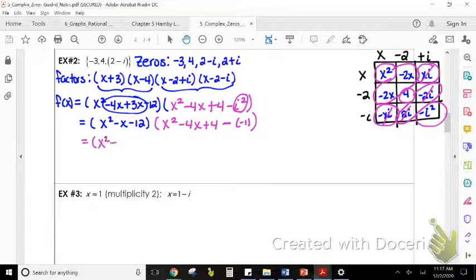So I'm going to bring down my first one because I'm not doing anything with it right now. But I need to simplify this second one. So I got x squared minus 4x, and then 4 minus a negative 1. Remember, minus a negative is a plus. So 4 plus 1 is 5.